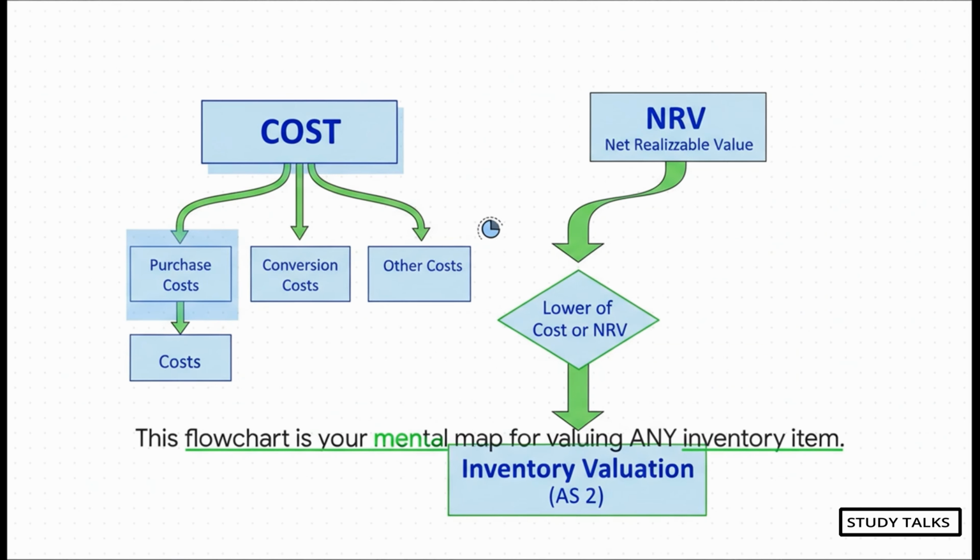Look at this flowchart. This is basically the entire standard in one picture. On one side, you have all the things that go into calculating cost. On the other side, you figure out the NRV. And at the end, your valuation is simply the lower of those two numbers. Think of this as your roadmap for every single inventory problem you'll ever face.